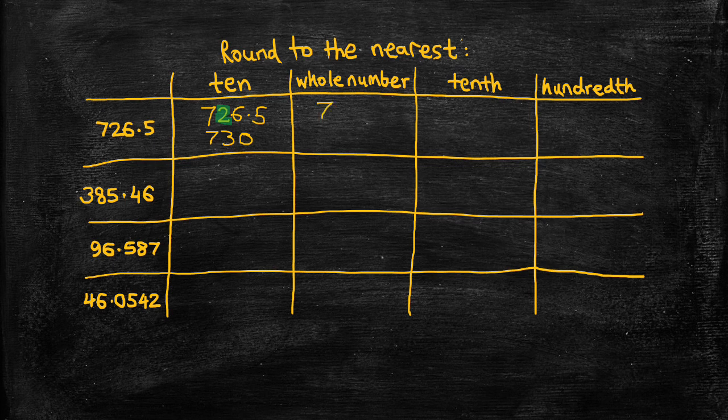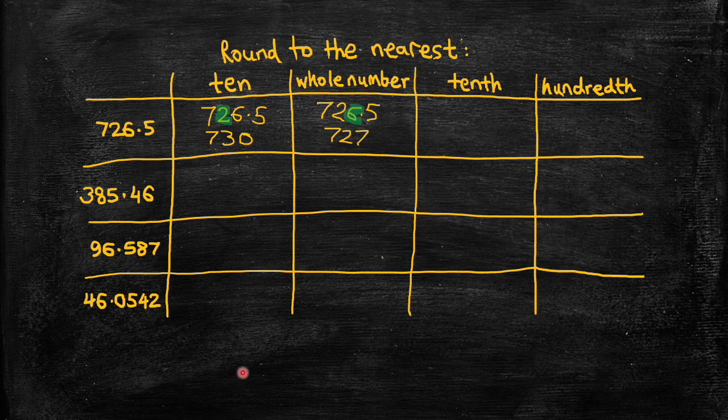Okay, let's take the same number, 726.5, and now let's round it to the nearest whole number. So we want to know whether to leave the 6 as a 6 or to round it up to a 7. To do that, look at the next place value over, it's 5, and so we're going to round the 6 up to a 7. We don't have any more place values to fill in, and so our final answer is 727.